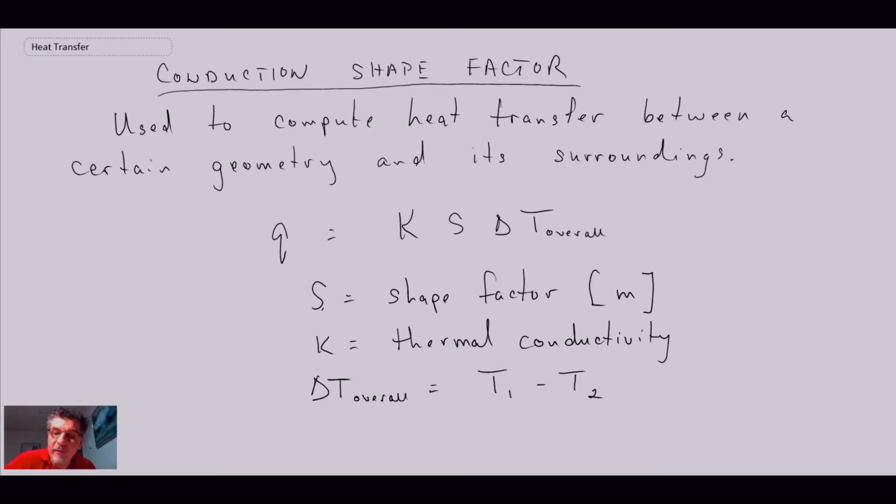It'll make more sense when we look at an example problem. I said that this looks like Fourier's law, but looking at it closer, it does have thermal conductivity, but it also kind of looks like Newton's law of cooling. So it's a bit of a mix between the two. But anyways, that is the shape factor. And values of the shape factor are tabulated. You can find them in books.